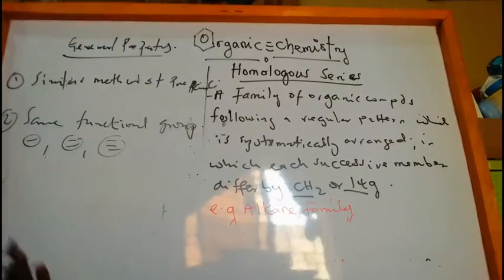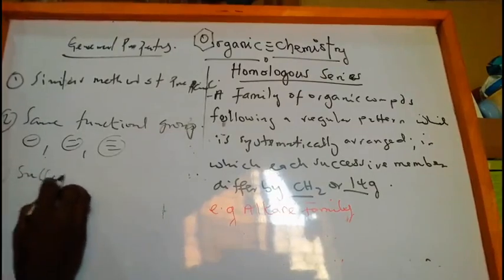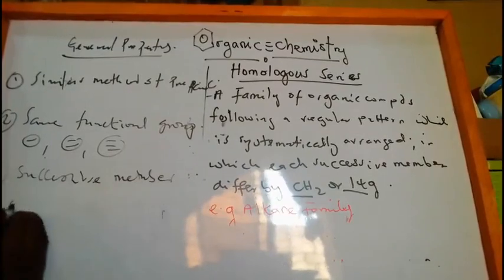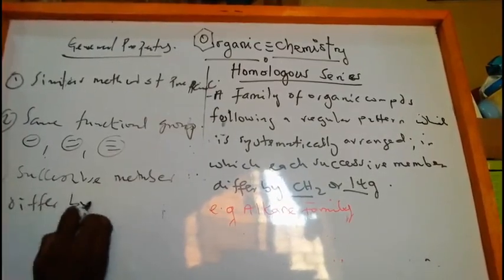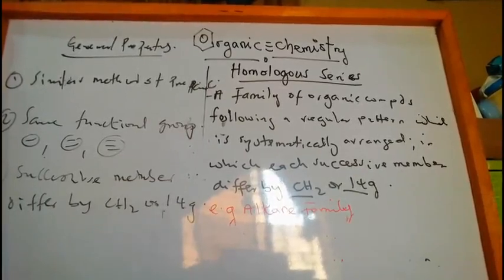Number 3, the successive members differ by CH2 or 14 grams. So every successive member differs by CH2 or 14 grams. So this is also very important here.